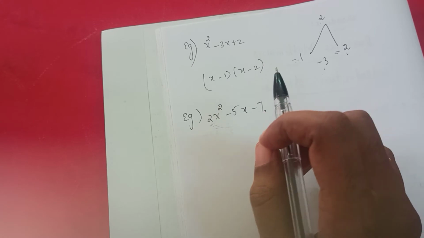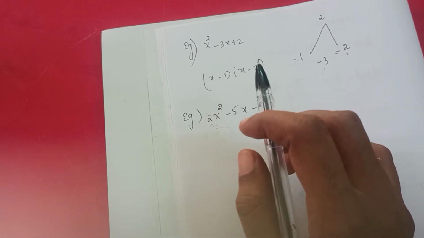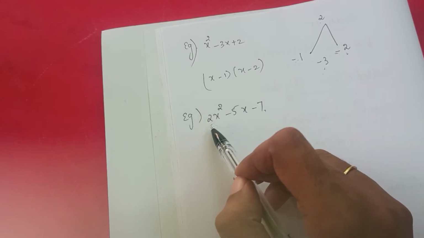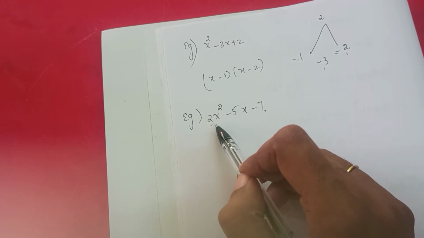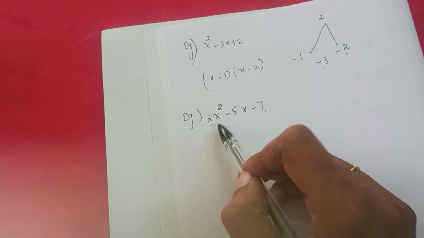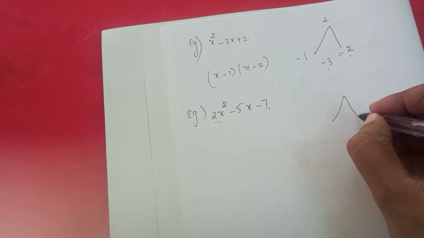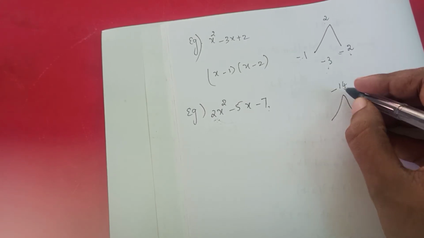When you get a quadratic equation to factorize, what do you need to do? First you need to see whether there is any coefficient in x square. Here in the x square there is a coefficient, that is 2. So what you need to do? 2 into minus 7. Okay, so 2 into minus 7 means minus 14 you will get.